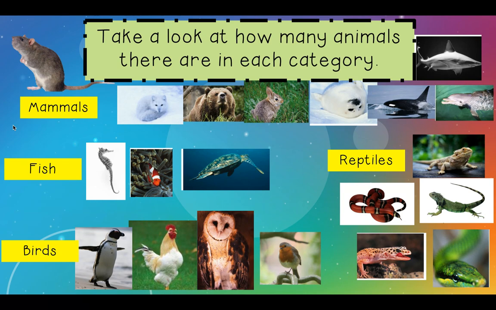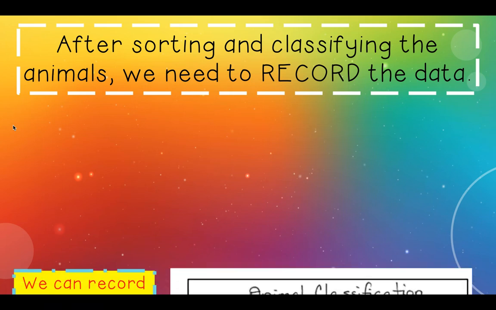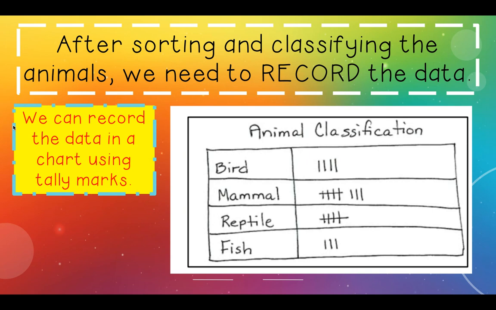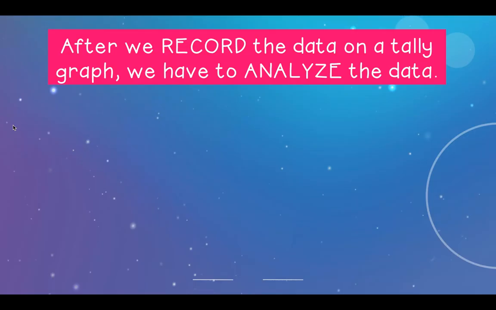Once we count how many, we need to write it down and organize our information. This is called recording our data. So after sorting and classifying the animals, we need to record the data. We can record the data in a chart using tally marks just like this. So we had 4 birds, 8 mammals, 5 reptiles, and 3 fish. We call this type of chart a tally graph because we use tallies, which you should know how to do already because we've done this a lot in class.